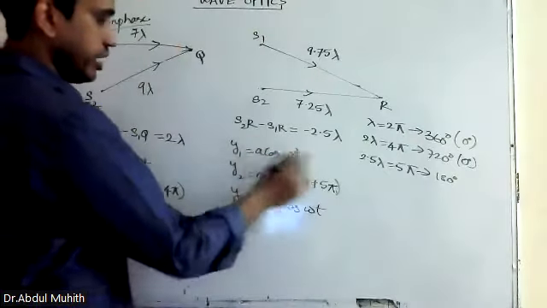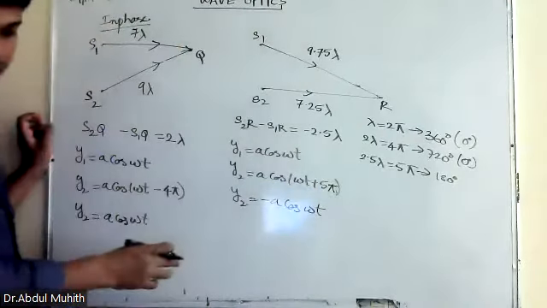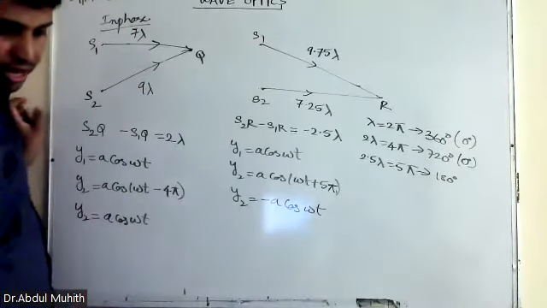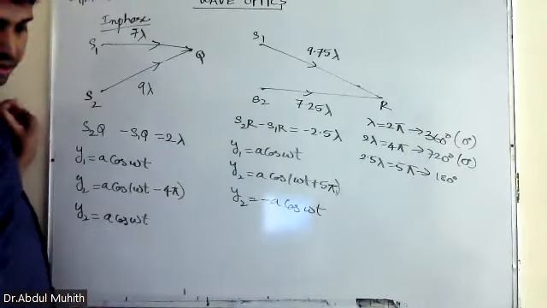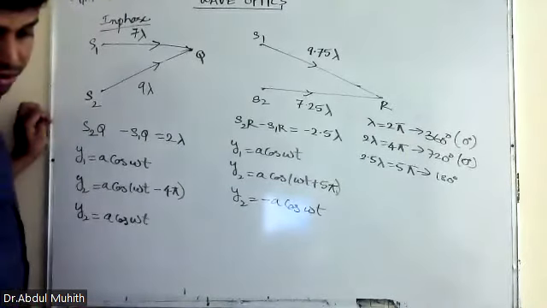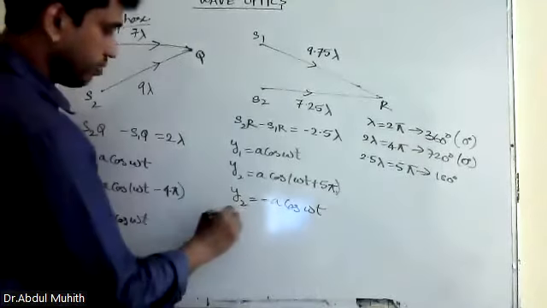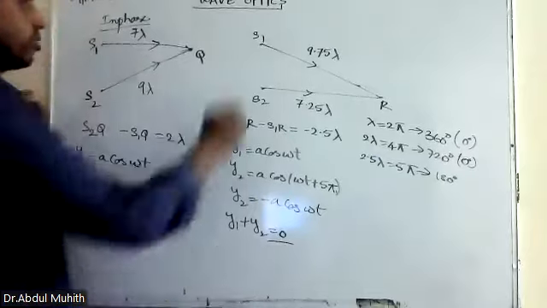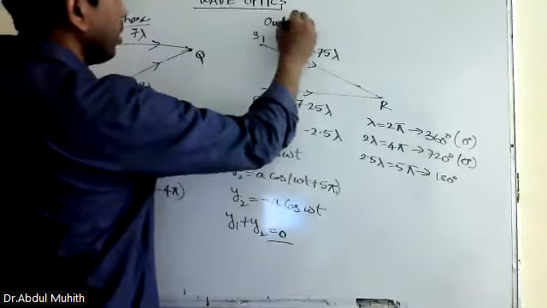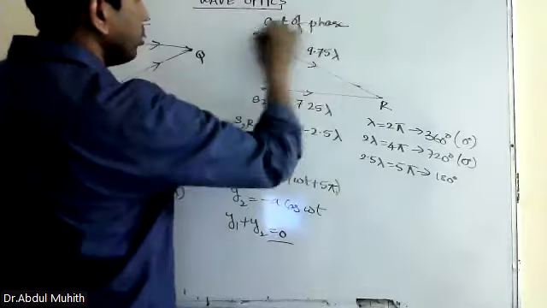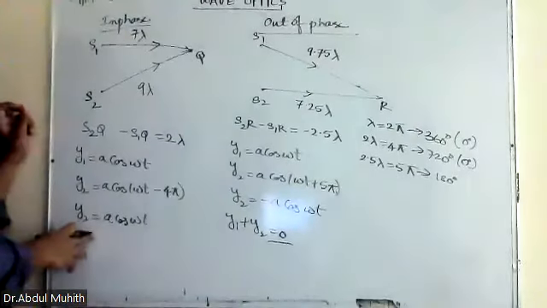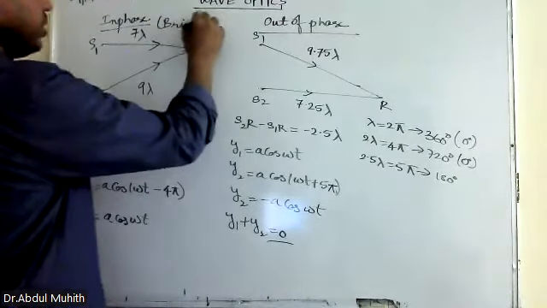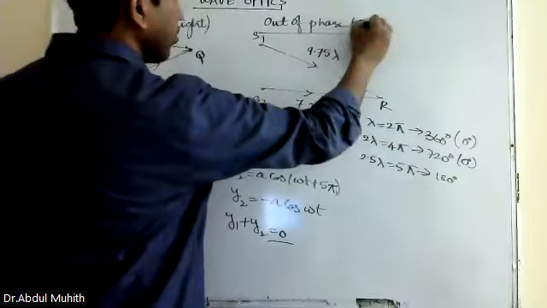So this is positive A cos omega t. This is minus A cos omega t. So what will happen when we add both of them? It will become 0. So y1 plus y2 will become 0. Is that clear? That means it is destructive, or we can say out of phase. They both were out of phase. It will give rise to a dark fringe. This will give rise to a bright fringe. If they are in phase, it will give rise to a bright fringe, and this will give rise to a dark fringe.